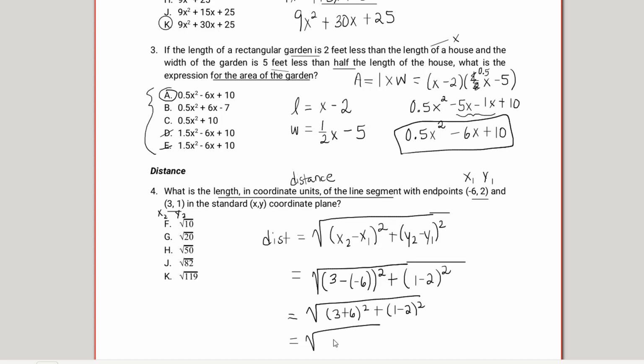3 plus 6 is 9, so 9 squared plus 1 minus 2, which is a negative 1, squared. And we have 9 squared is 81. A negative 1 squared is just 1. So we have the square root of 82. Now before I start thinking, can I simplify this? Let's look at our answer choices, and we see that J is the square root of 82. And so that is our answer.